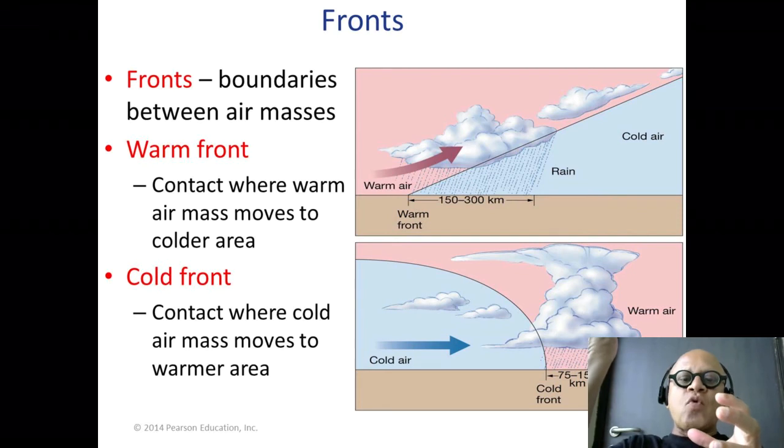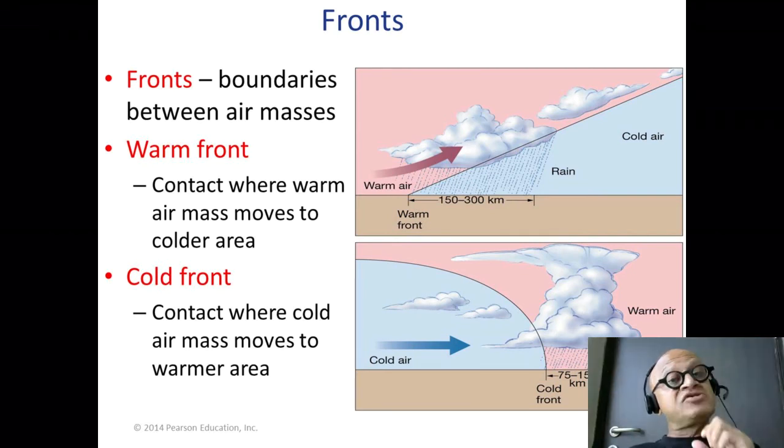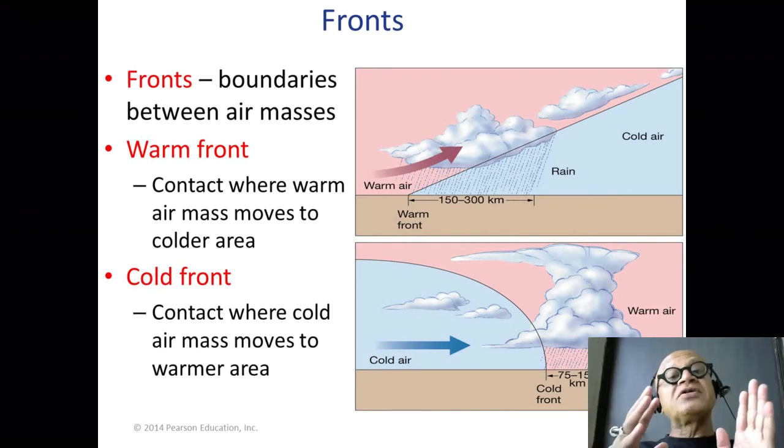So the cold front, when the cold air rams into a warm air that's already in place, is going to also have rain, but its scale is going to be about half of the warm front. It's going to be 75 to 150 kilometers as compared to the 150 to 300 kilometer scale of the warm front.